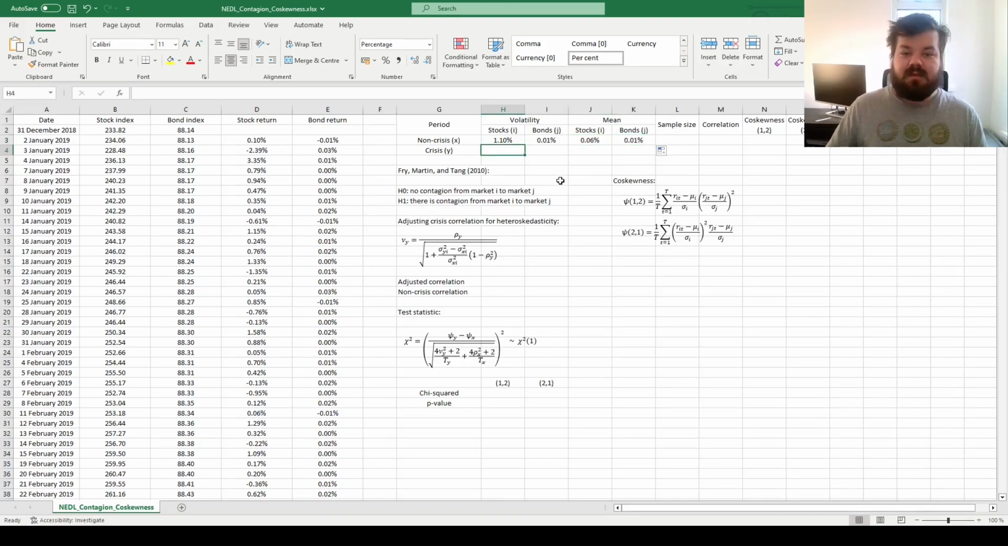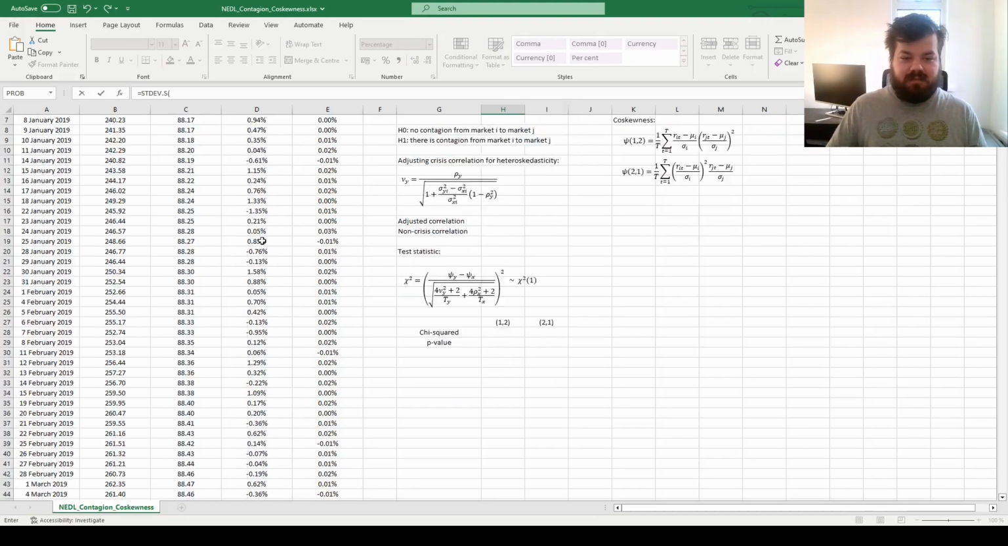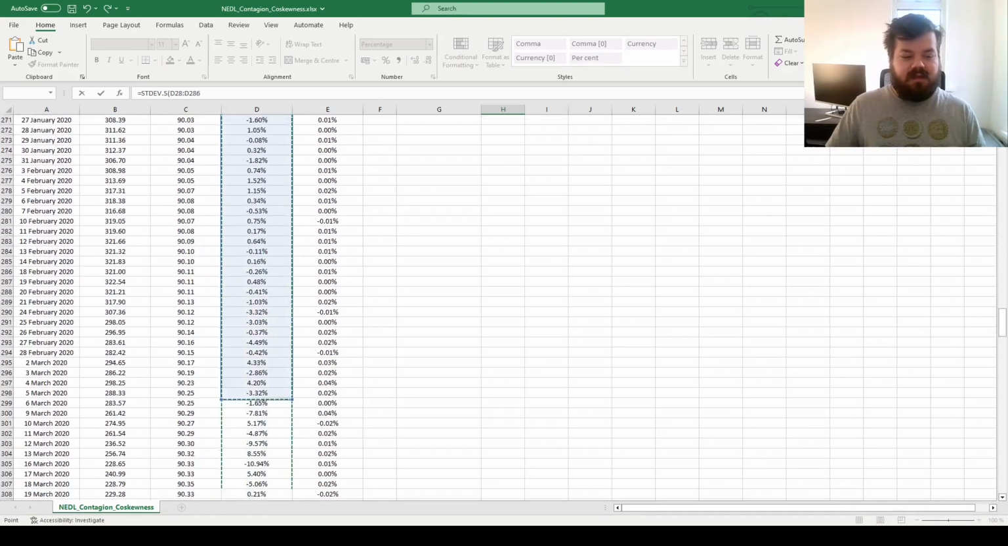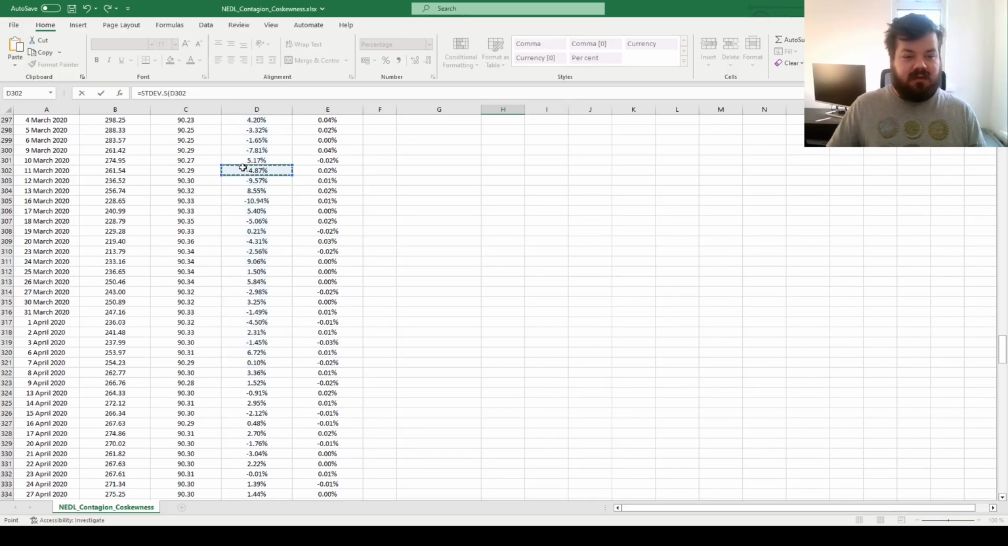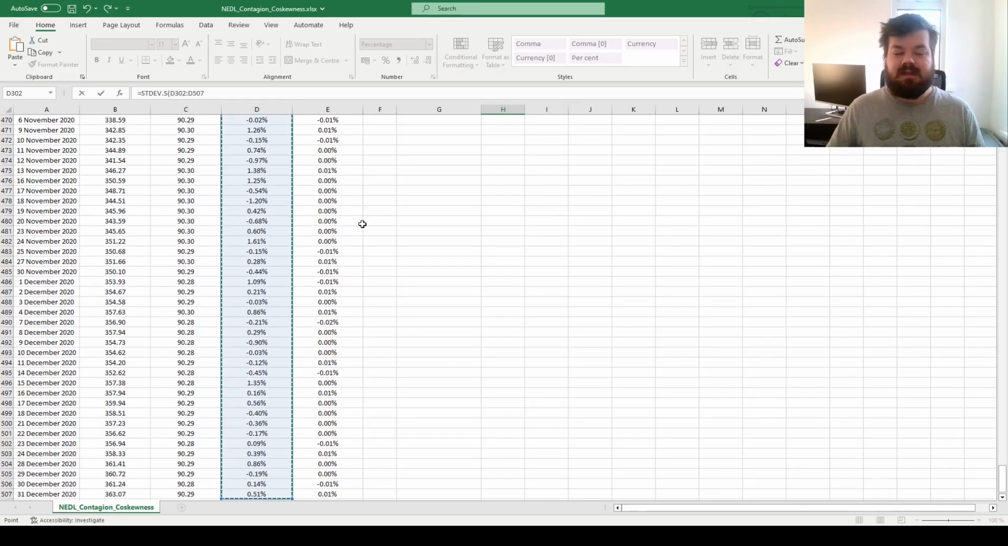For the volatility in the crisis period, we need to remember that our crisis period starts from the 11th of March 2020, over here, row 302, and it goes all the way to the end, year-end 2020, which is row 507.